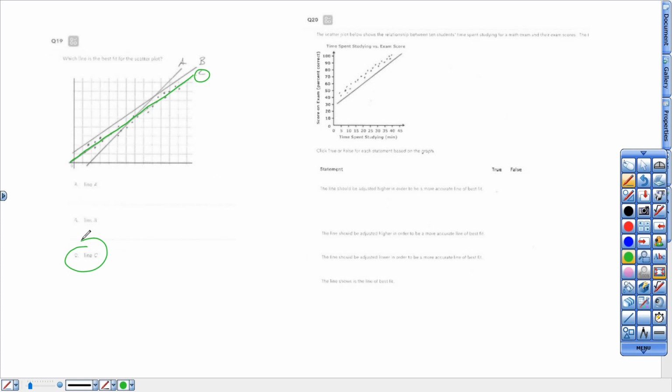Looking at that graph, it says which is true or false. It says the line should be adjusted higher to be a more accurate fit. That would be true. Next says the line should be adjusted higher to be a more accurate fit. Looks like I got a double there. That also would be true. Not sure why I did a double. Next, the line should be adjusted lower. That would be false. Don't want to adjust that line any lower. And then the line shown as a best fit. That would be false.